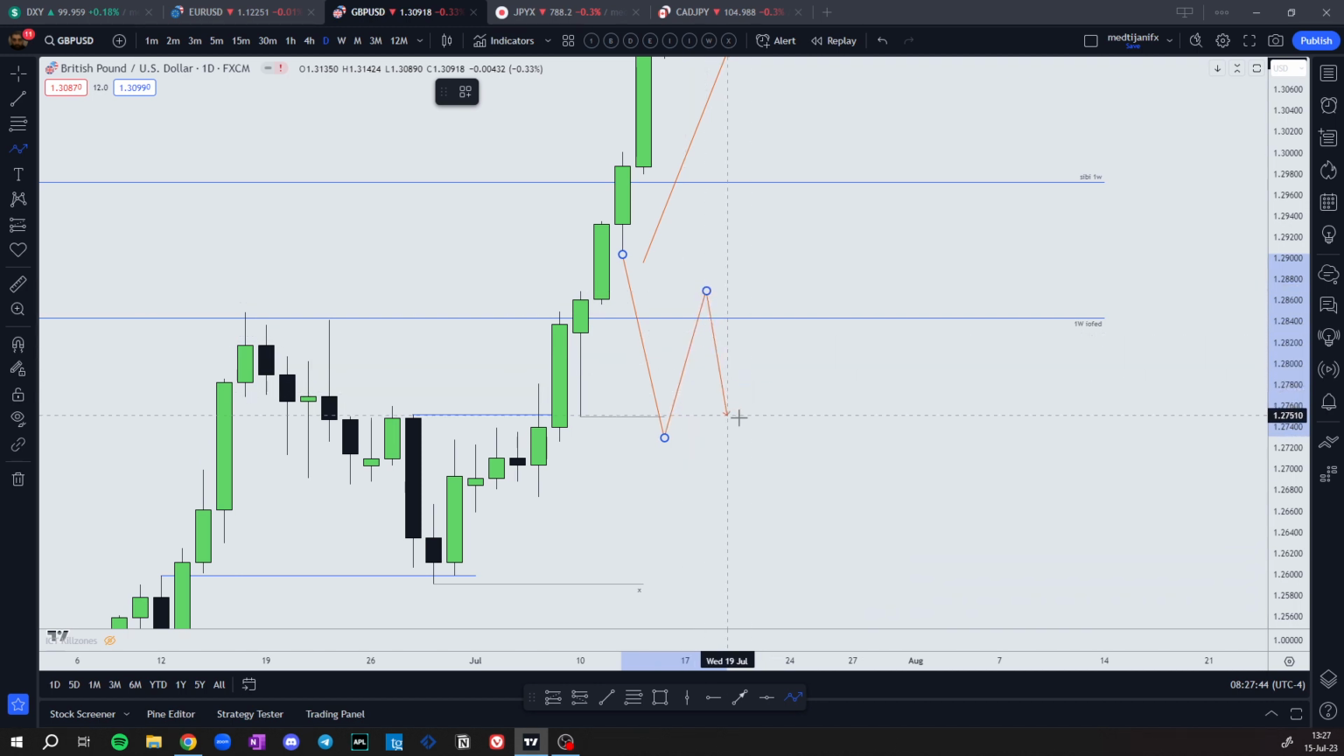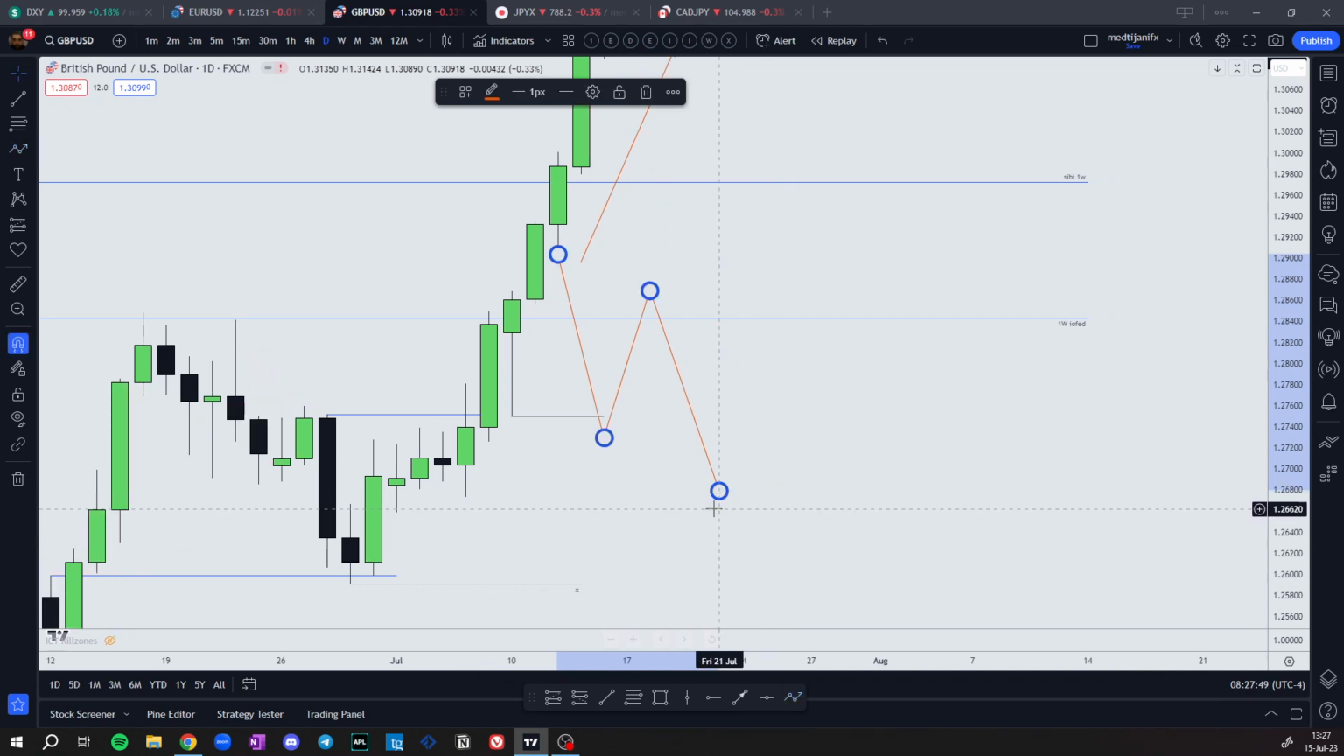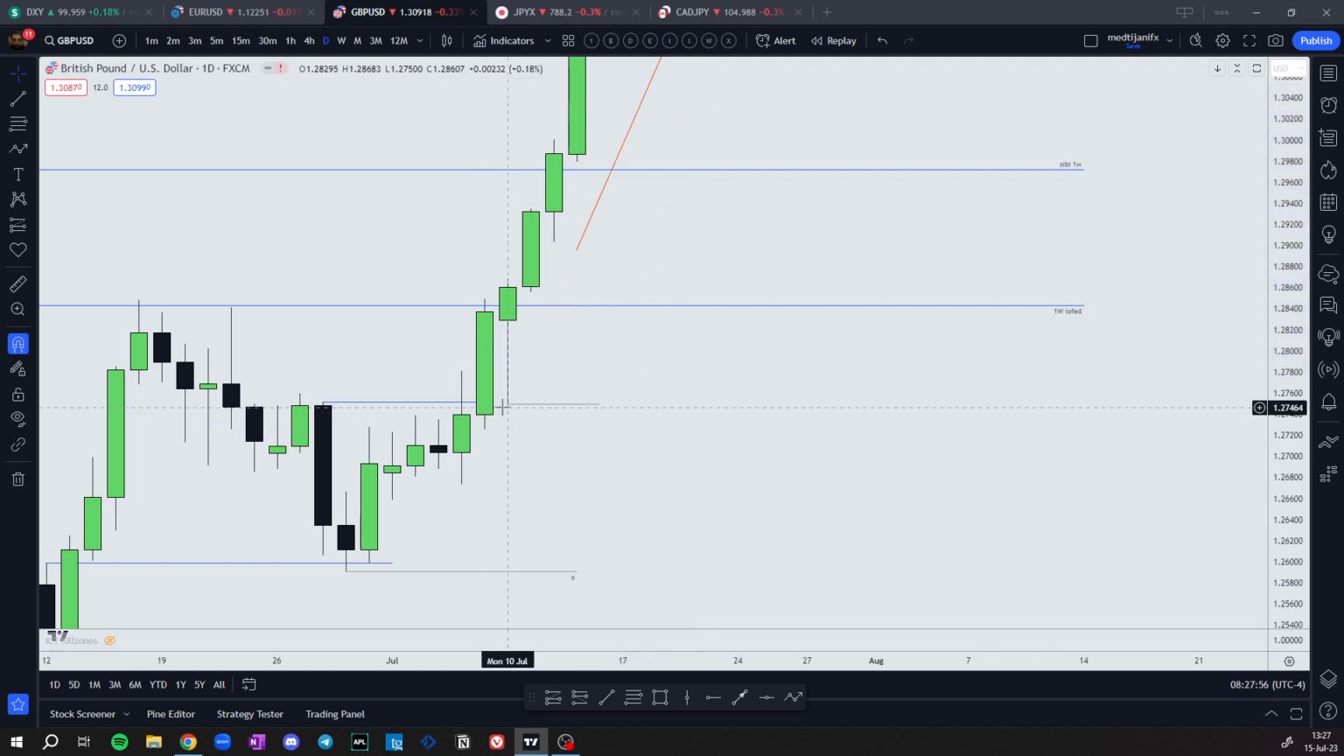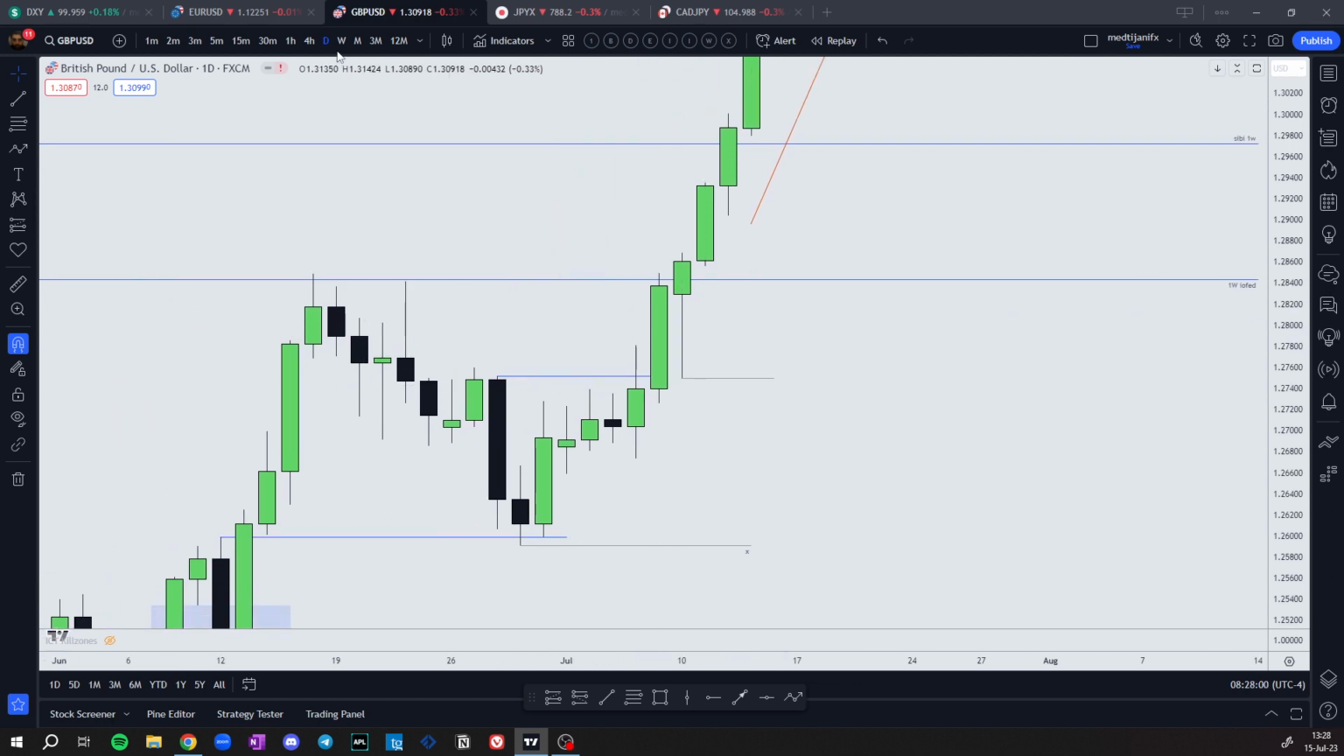Is price going to make a retracement, then another break of market structure? Or maybe price could just do a break of market structure higher and continue higher, it's fine. But once price checks this low, I'm going to be waiting. This is the time where I'm going to be patient.